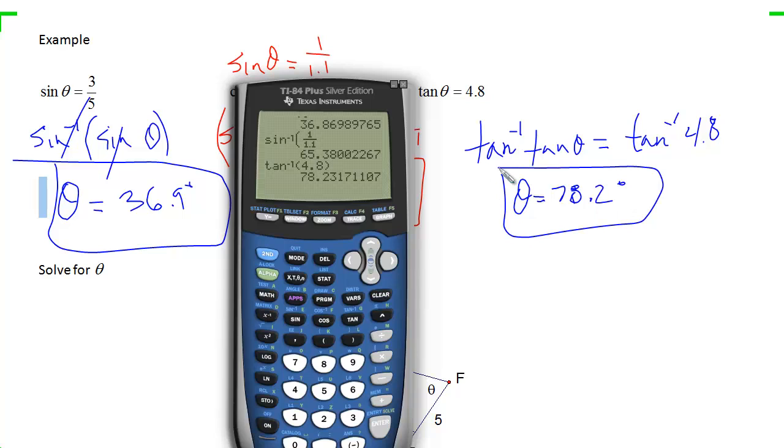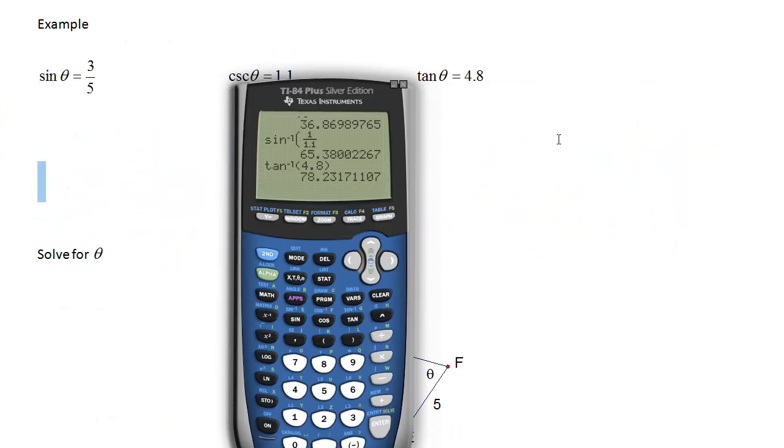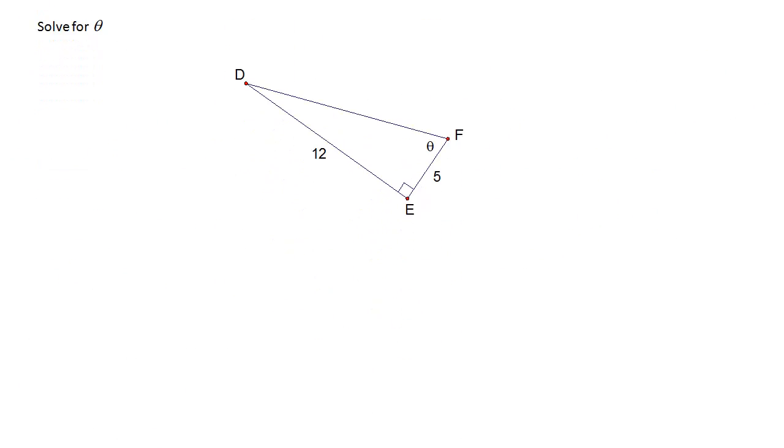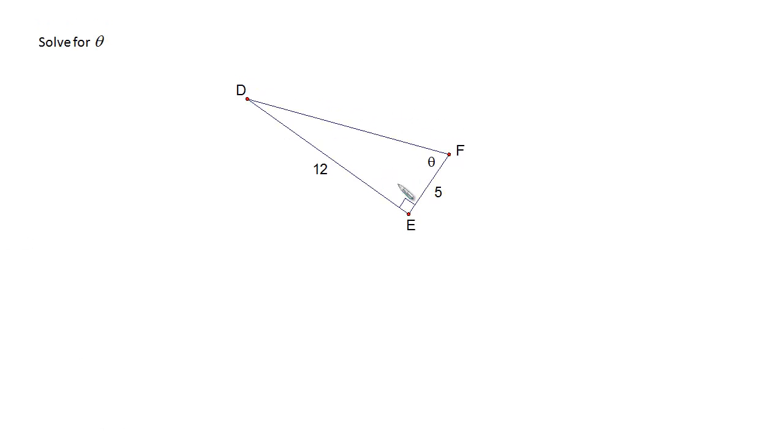So you really were introduced to these in geometry when you were trying to find the missing angle measure given two sides of a right triangle. So this should be a topic that you're actually fairly familiar with. And we'll look at one of those cases right here. You would have seen this exact same type of problem in geometry.